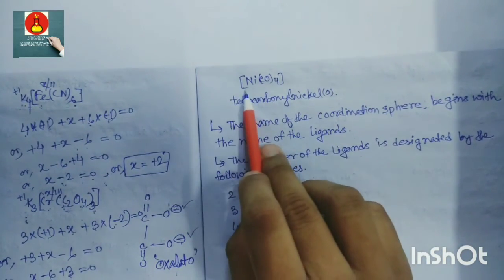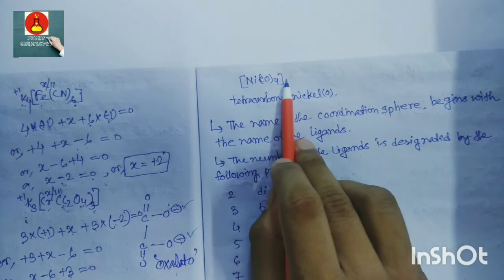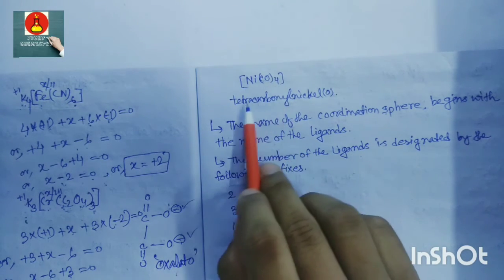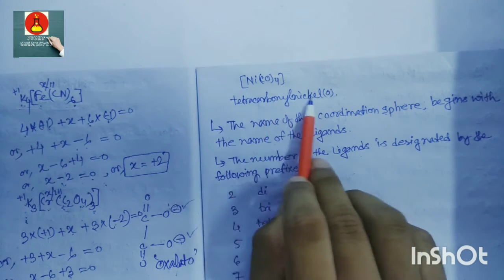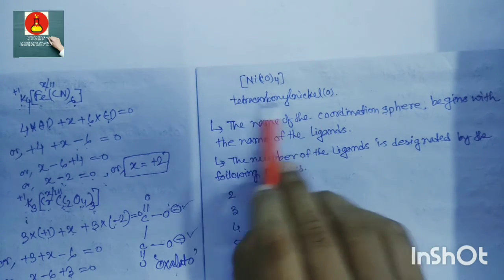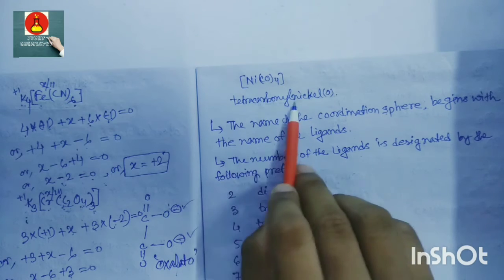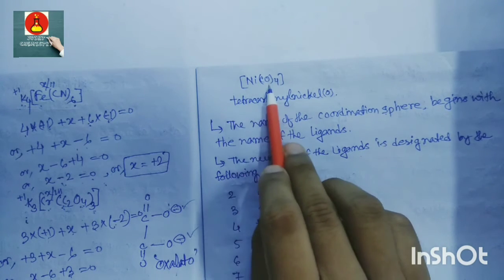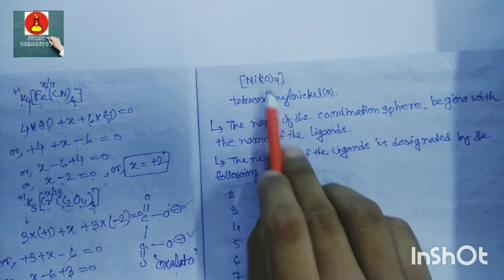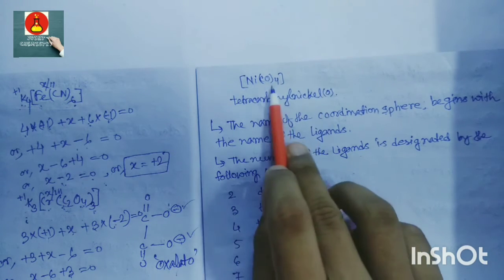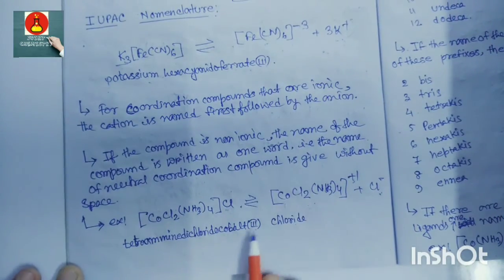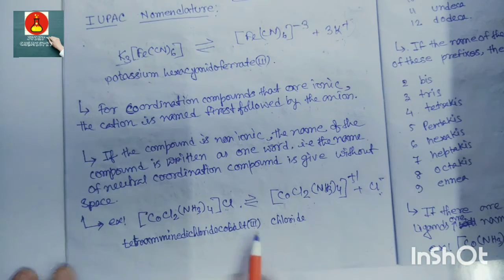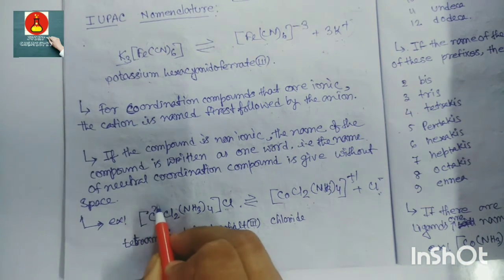Now this is nickel tetracarbonyl, which is a neutral complex. For this complex, as you can see, there is no space, because for a neutral complex the name will be as one word. So this is tetracarbonylnickel 0, because it contains zero charge. Now in this case, we write here 3. How can we write this? After calculating the value of the metal charge.